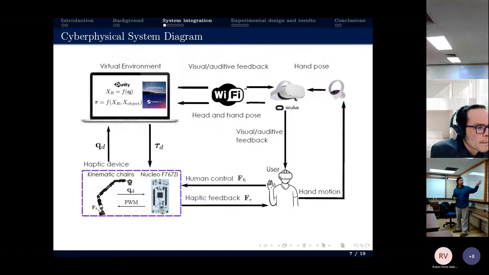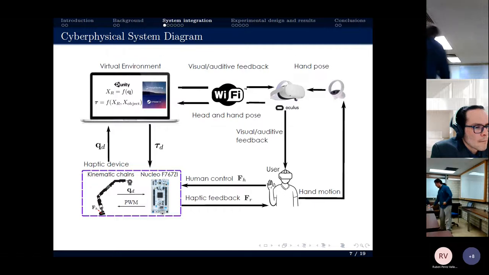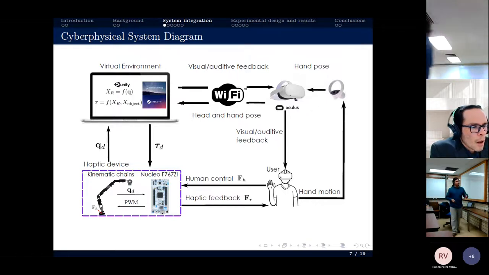the haptic one, using our haptic device, which is a haptic underactuated hand exoskeleton conformed by two kinematic chains in order to allow the user to interact more naturally, grasping and manipulating objects inside the virtual environment, and its control unit based on the Nucleo F767ZI embedded system.